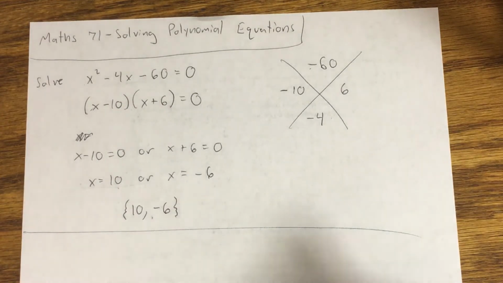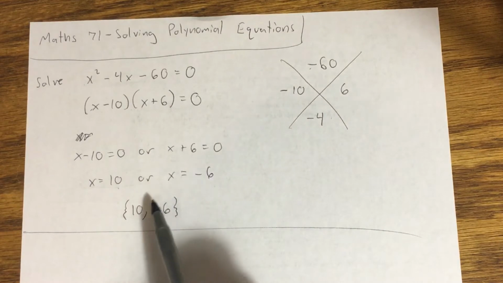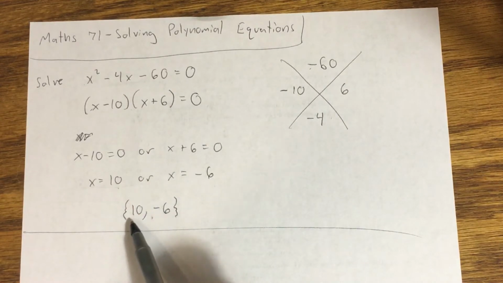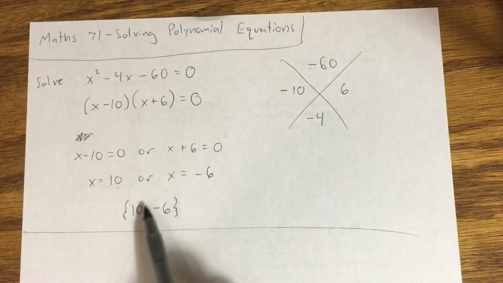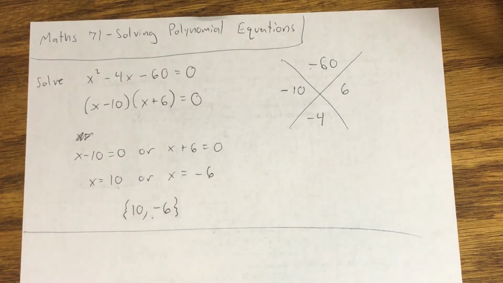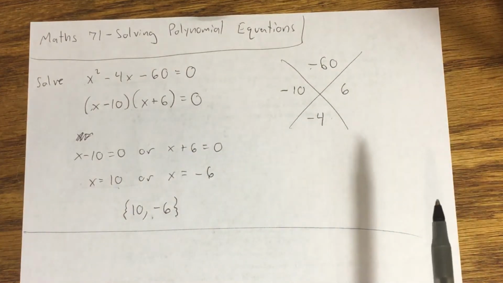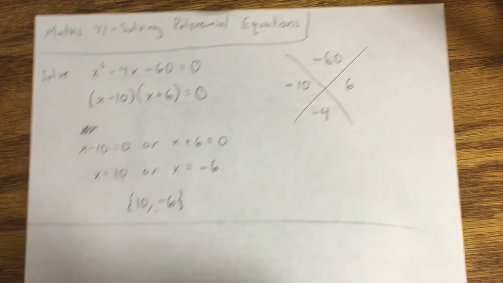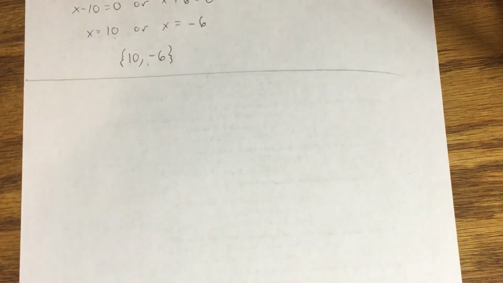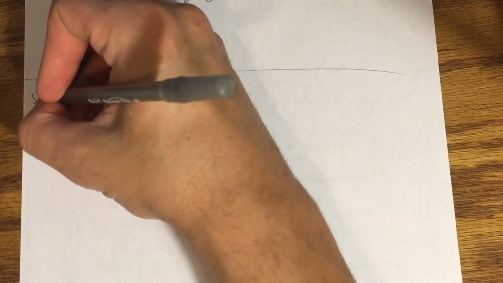Then as a final step, I represent my solutions in the form of a set containing the numbers 10 and negative 6. This is very typically how we write our solutions. So that's one example of solving a polynomial equation, and the key here was to use that zero product property. We're going to try and keep using that when we can. So let's look at another example.